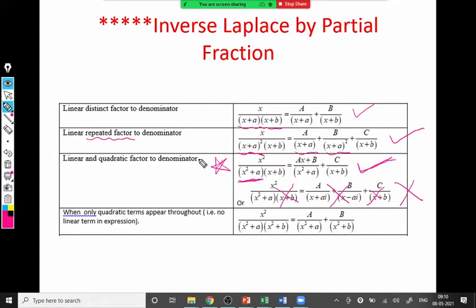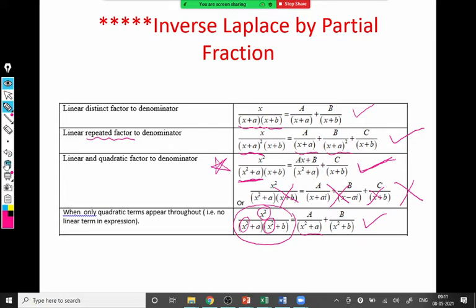And lastly, the last one: when throughout the equation, everywhere x square appears, and there is no term of x in the rational function, then a simple partial fraction also works. That means the denominator is x square plus a, but still we write just A in the numerator. Why? Because everywhere x square is there. That means this is considered as linear in x square.